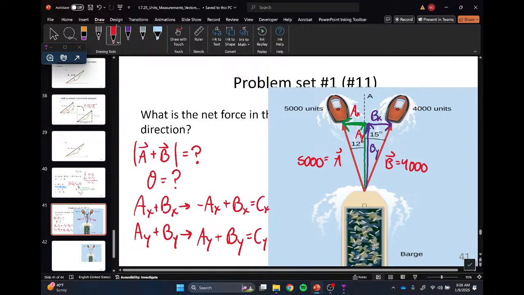and let's call it CY. To get A plus B, it's going to be the square root of CX squared plus CY squared. So yes, this is an involved process.